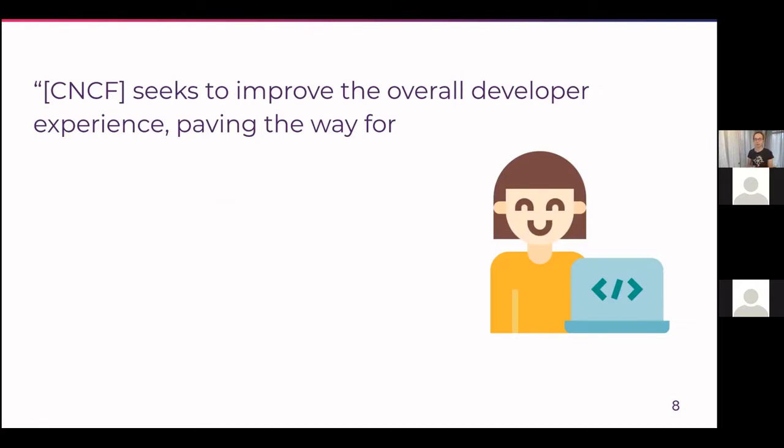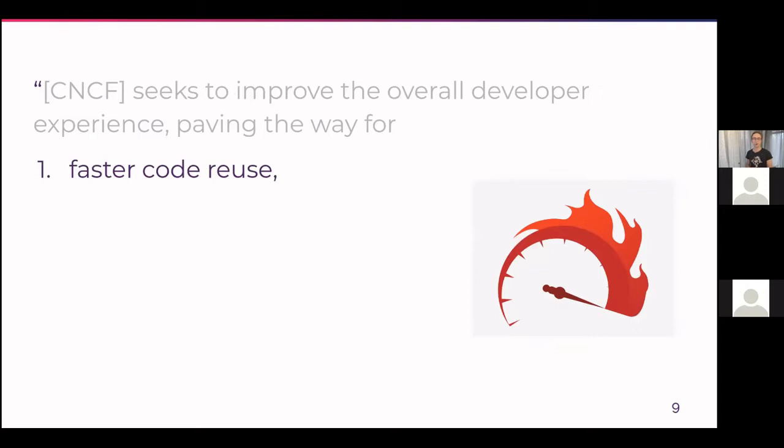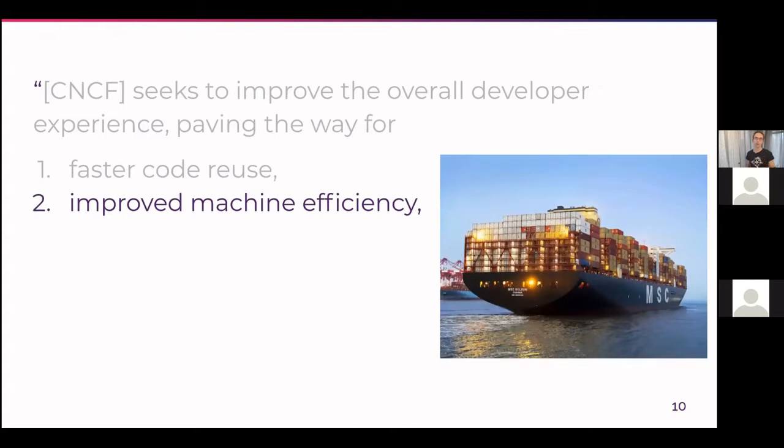And CNCF wants, through these cloud native technologies, to improve the developer experience such that you get faster code reuse in the open, and you can build on top of the shoulders of giants, which is a good phrasing. Then improved machine efficiency. A lot of these projects tend towards figuring out how to most effectively use the resources available. And this is quite important because it's been found in some studies that approximately 2% of the world's CO2 emissions, or carbon dioxide emissions, are coming from data centers. And that's quite a lot.